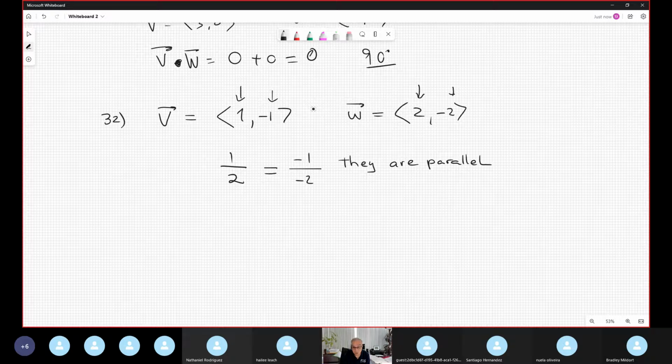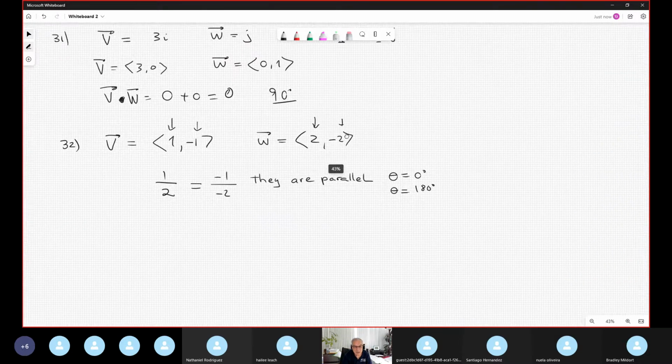If the answer is not the same, it's not parallel. Okay, if not parallel, then you determine the angle using the formula for theta. But in this case, theta is 0 degrees, or not exactly 0, 180 degrees. Sometimes it is. Okay, let's try to understand geometrically, it's easy.